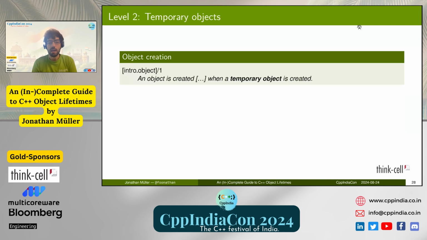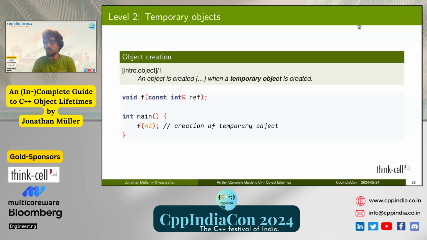Intro.object paragraph 1. An object is created when a temporary object is created, which is a tautology. But what it means is the following. So here we've got a function f. f takes an int by reference. And then we call it with 42.